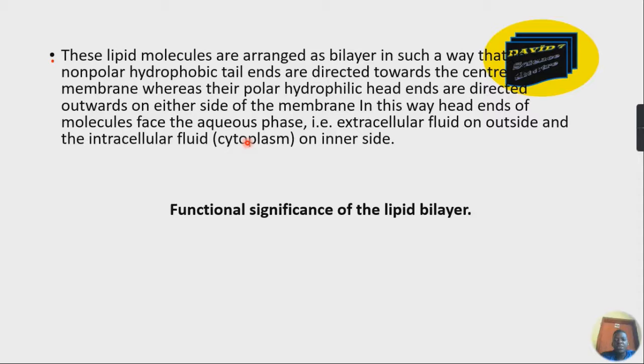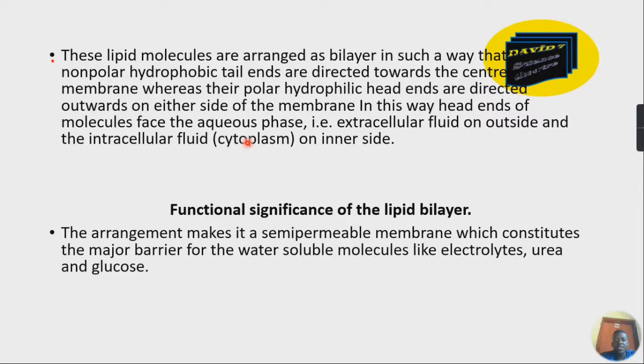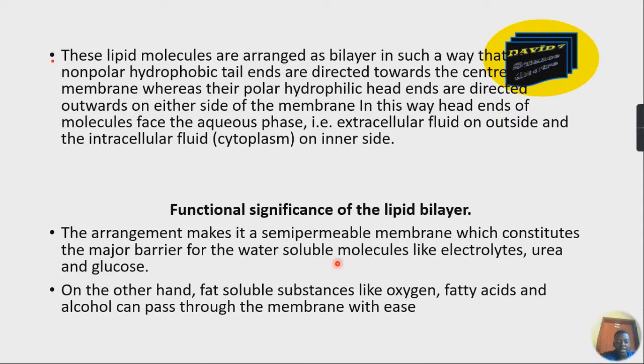And the functional significance of this is that the arrangement makes it a semi-permeable membrane, which constitutes the major barrier for water-soluble molecules like electrolytes, urea, and glucose. Okay, it forms a barrier, so that these electrolytes, urea and glucose cannot just enter the cell. They are water soluble. They will exert some osmotic effects.